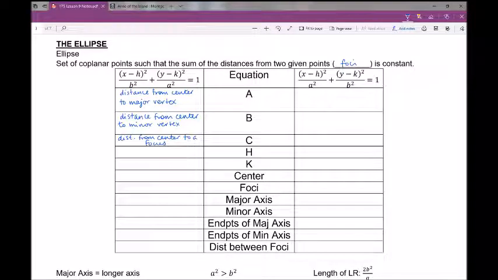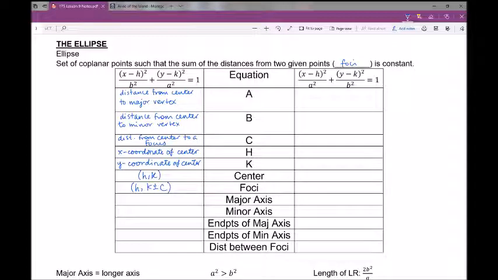Just like with the parabola, h is the x-coordinate of the center. k is the y-coordinate of the center. The center is the point (h, k). The foci are going to be at points of the form (h, k plus or minus c).